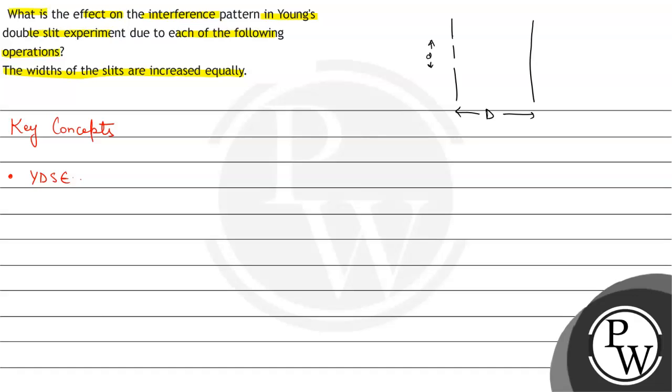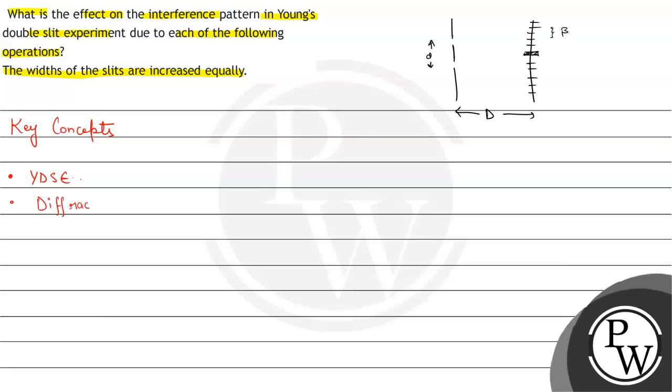We obtain an interesting pattern: there is a central white fringe of very high intensity, and there are certain white fringes at equal spacing on both sides of the central white fringe. The distance between two white fringes is given by beta, which is called fringe width. Now, why does YDSE happen? It happens because of diffraction.